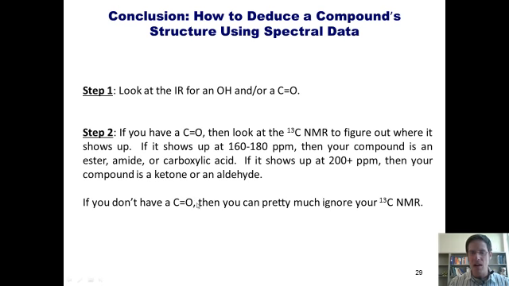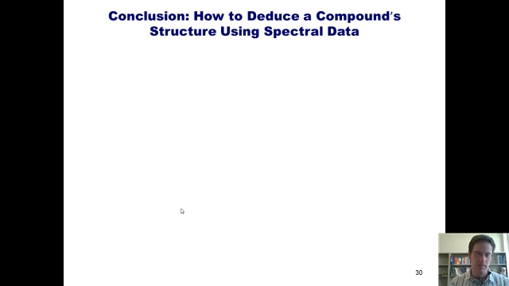Now, if you don't have a carbonyl, so if you look at your IR and don't see a carbonyl anywhere, then you can pretty much ignore your carbon NMR, because it's not going to tell you anything useful, generally speaking, that you can't already figure out from the hydrogen NMR.